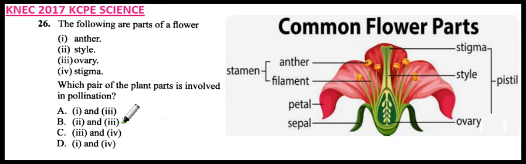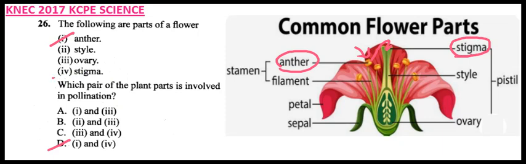So the parts that are involved in pollination are, we have one, anther. So this part here is involved in pollination, because this is where the pollen is. So the pollen is taken and deposited here, so that it is able to go to the ovary. So this part is a stigma. So the parts that are involved in pollination are these two. And if you check your answer, the one that has the correct answer is D.